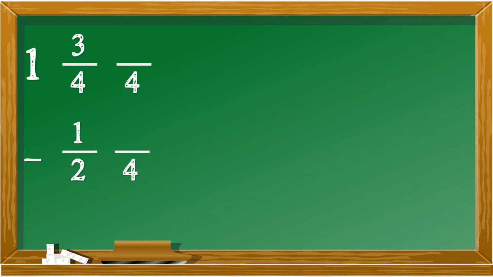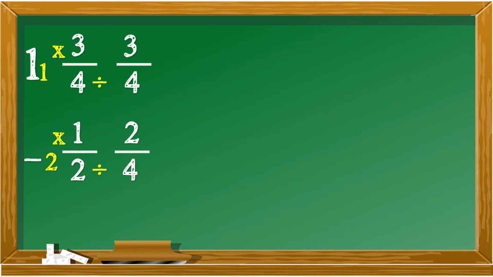Let us now use 4 as their new denominator and give them their new numerators. 4 divided by 2 is 2. 2 times 1 is 2. 4 divided by 4 is 1. 1 times 3 is 3. So we now have similar fractions.